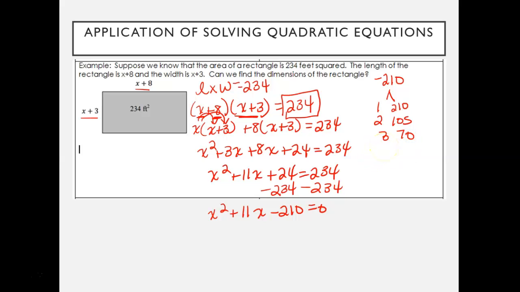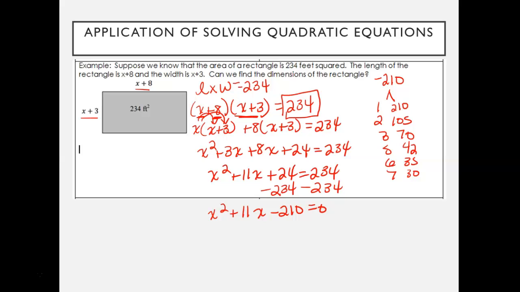210 divided by 4, that doesn't go in evenly. 210 divided by 5, that's 5 and 42. Those are not going to add and subtract to make 11. 210 divided by 6, 6 and 35. Nope, those aren't going to add or subtract to make 11. 210 divided by 7, that's 7 and 30. Nope, those aren't going to add or subtract to make 11. 210 divided by 8. No. 210 divided by 9. No.